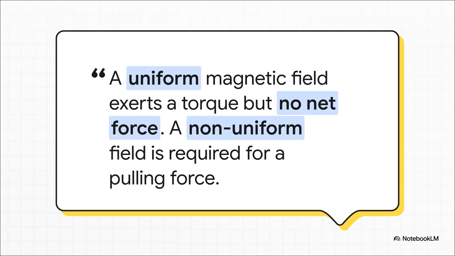And here's a really important concept check. If a magnet is in a uniform field, it'll feel a twist, that's the torque, but it won't actually get pulled from one place to another. There's no net force. To get that pull, to get an actual force, the field has to be non-uniform, stronger on one side than the other. This is a subtle point, but they love to test it.